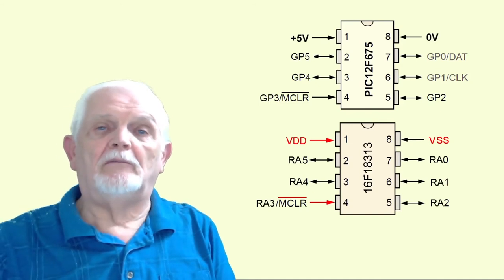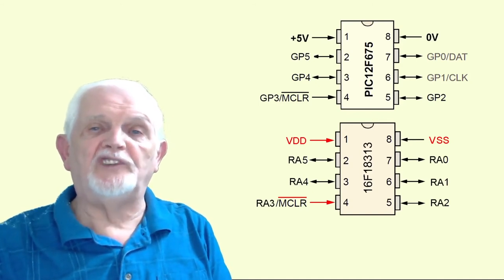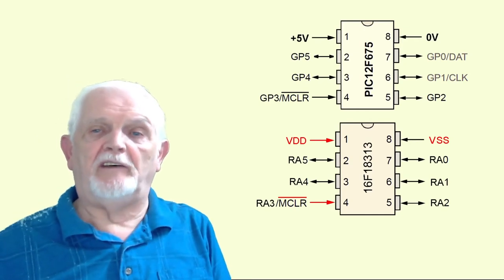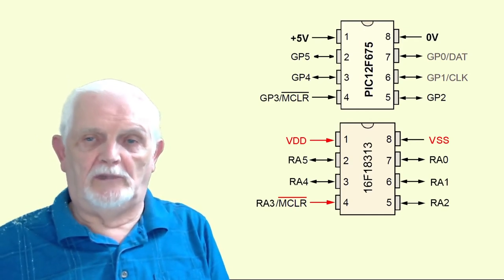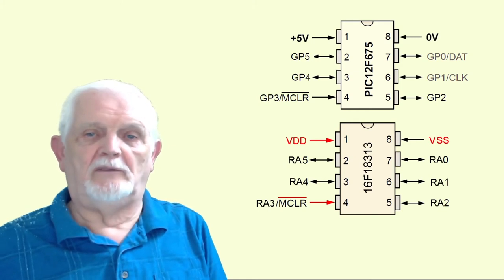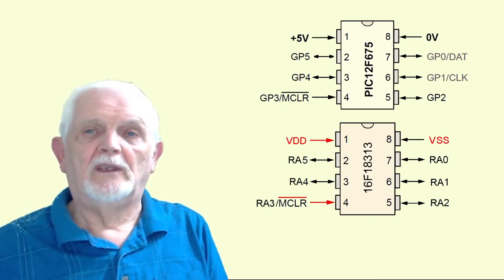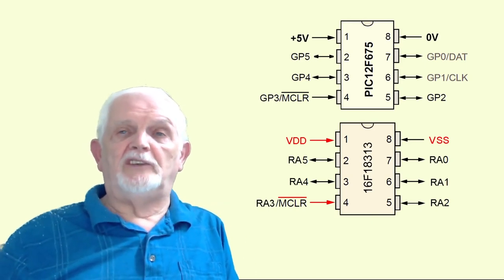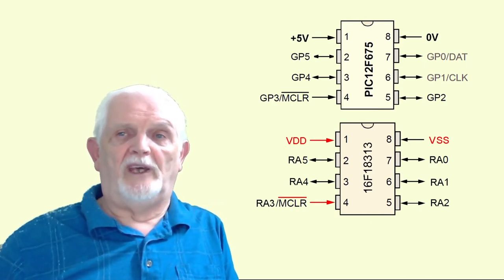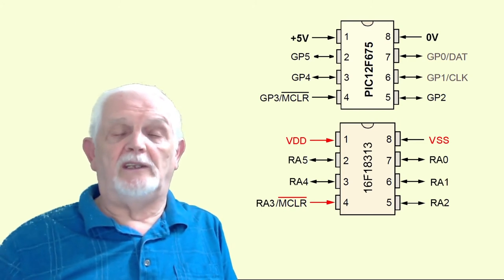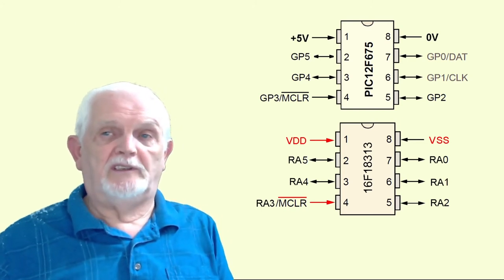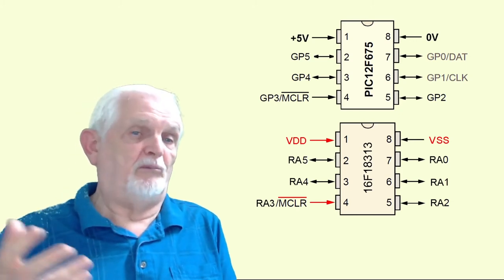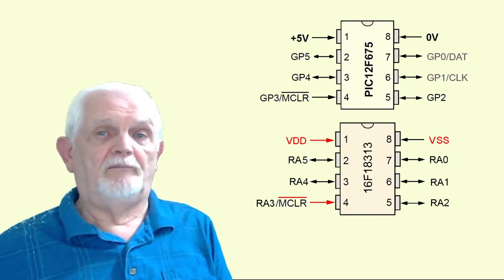Just to look at the spec once more, you'll see there the top one is looking at the 675, and below it is the more modern version, the 18313. Just to clarify, because it can be a bit confusing, the pins on the older version for 8 pins, you'll see it says GP, which means general purpose. General purpose meaning it could be input, it could be output, or it could even be ICSP. Depends what you want.